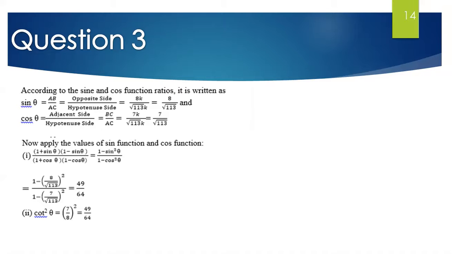Now I can find cot theta also. Just find the value of cot theta, that was 7 by 8. It was already given to you. And now you need cot square theta, which means cot theta whole square. So 7 by 8 whole square, your answer is 49 by 64.